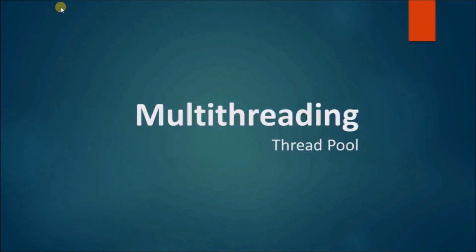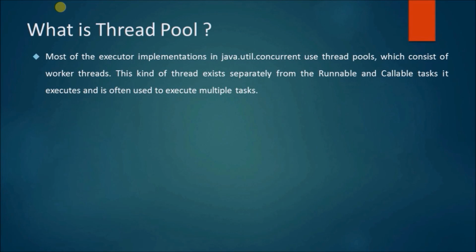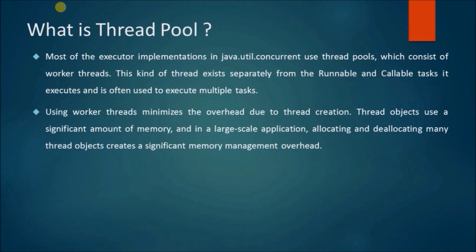In this video, we will see about a thread pool. What is a thread pool? Most of the executor implementations in java.util.concurrent use thread pools, which consist of worker threads. This kind of thread exists separately from the runnable and callable tasks it executes and is often used to execute multiple tasks. Using worker threads minimizes the overhead due to thread creation. Thread objects use a significant amount of memory, and in a large-scale application, allocating and deallocating many thread objects creates a significant memory management overhead.